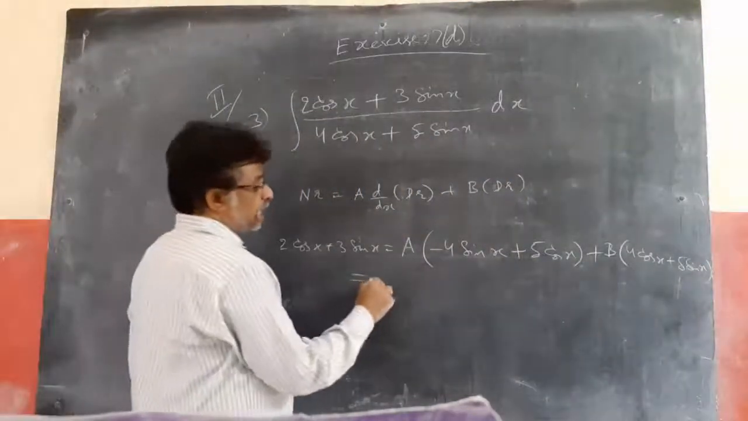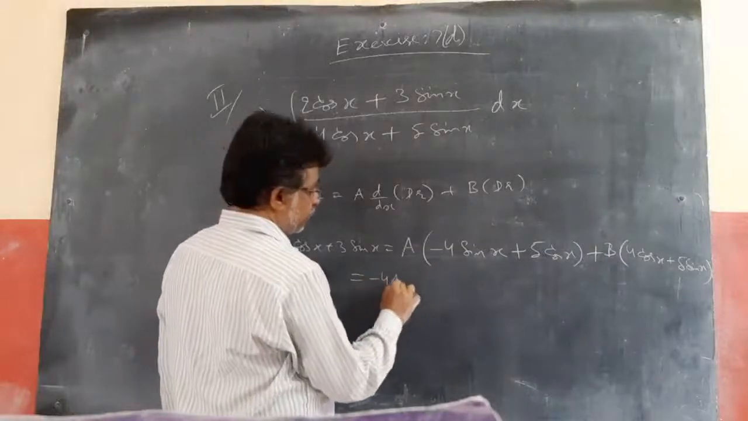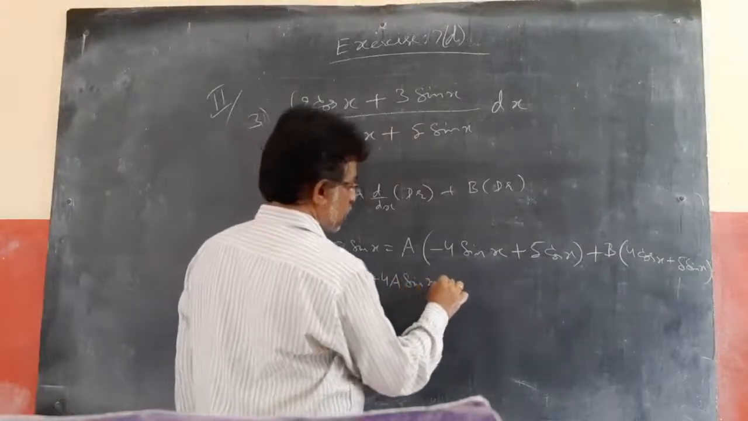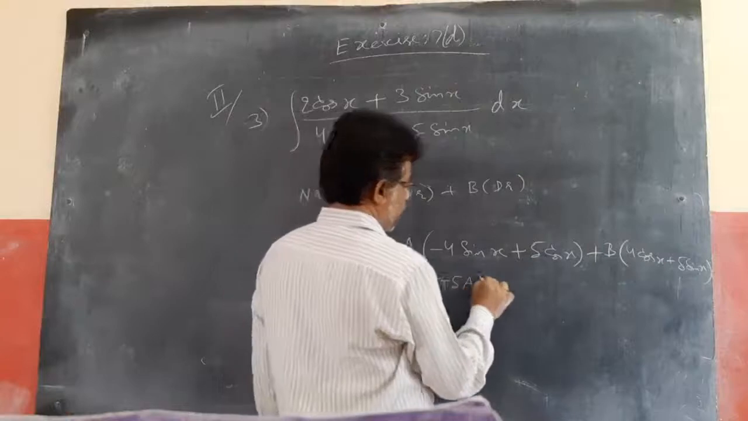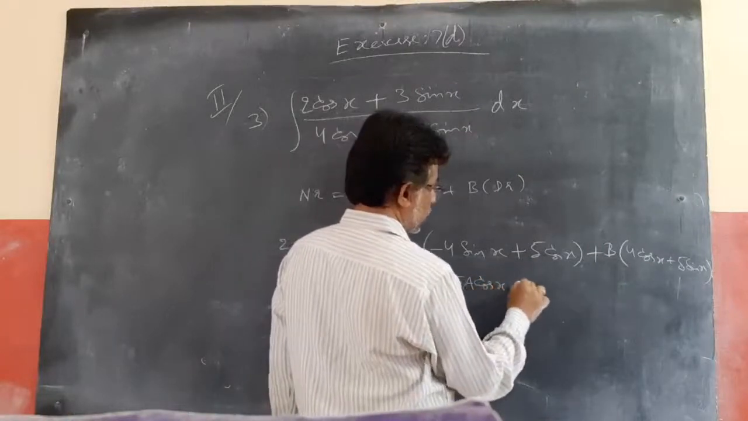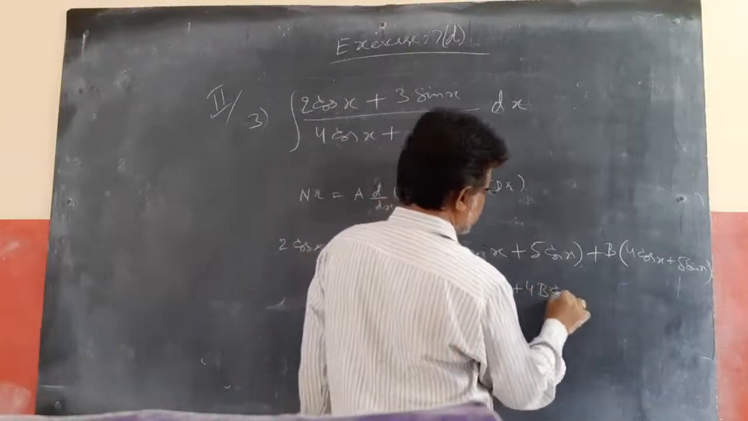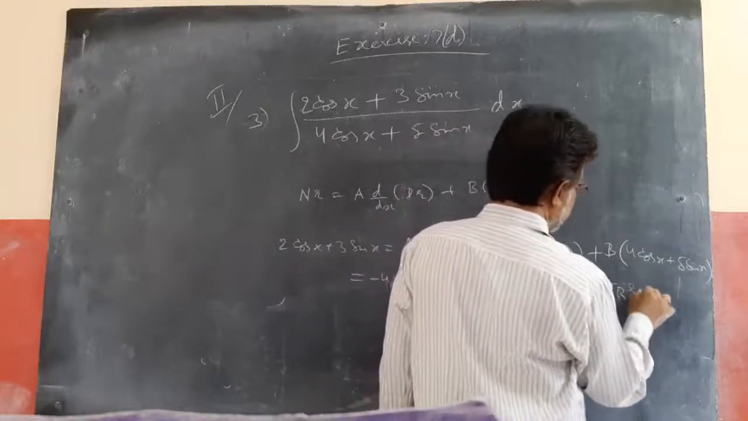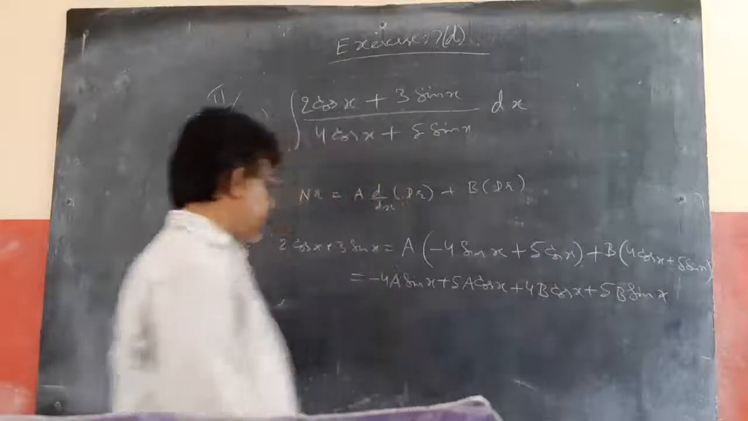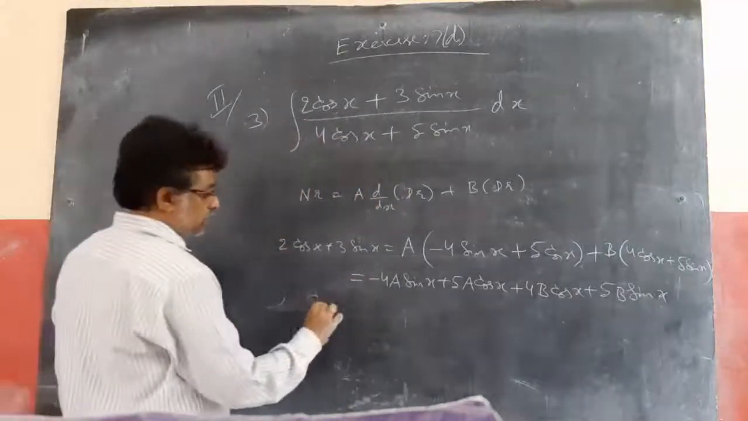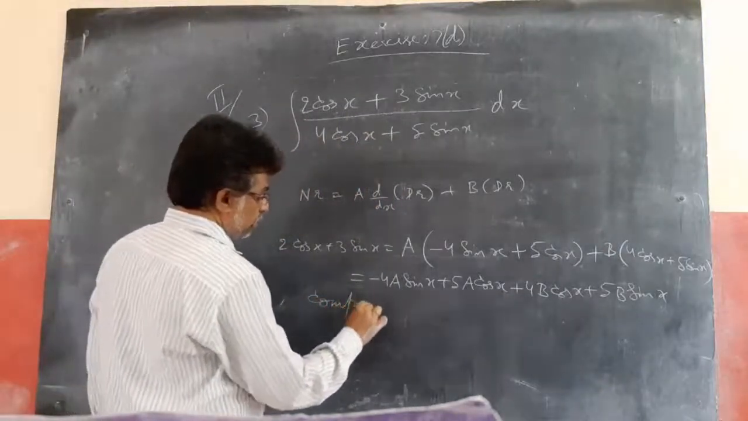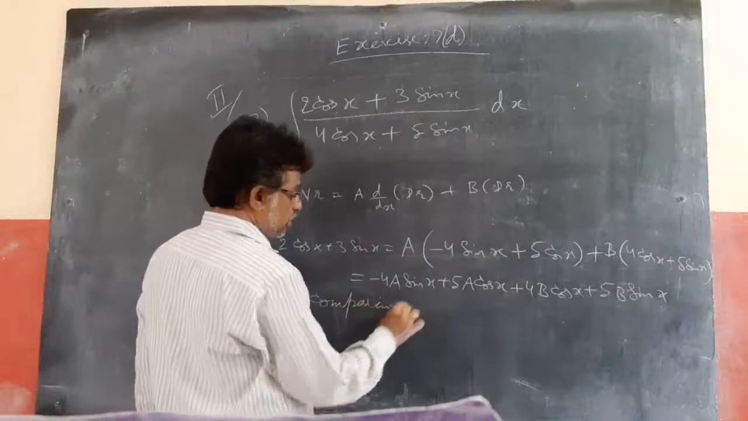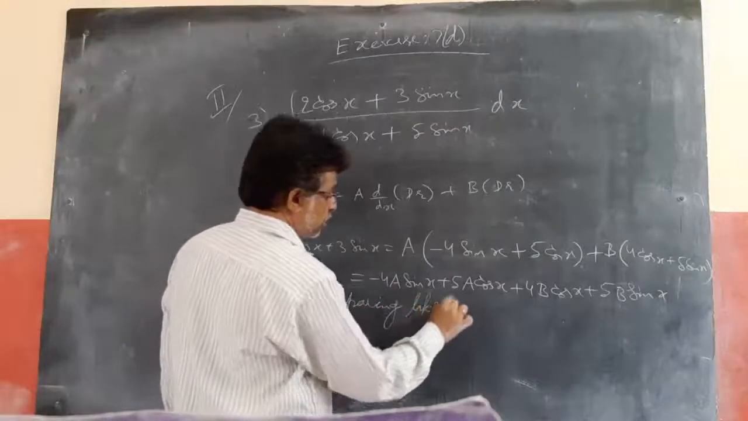Now if you open the brackets, this becomes minus 4a sin x plus 5a cos x plus 4b cos x plus 5b sin x. Now comparing like terms on both sides.